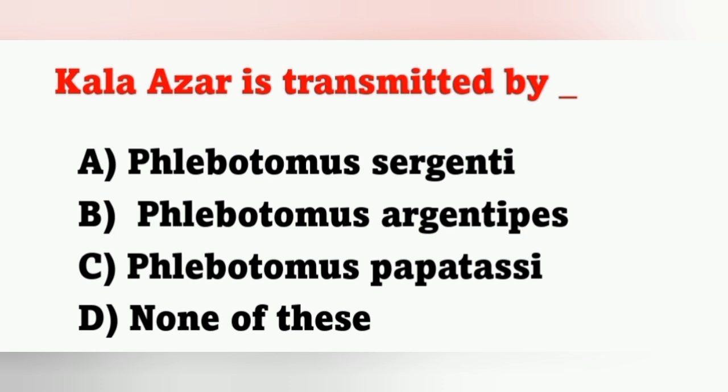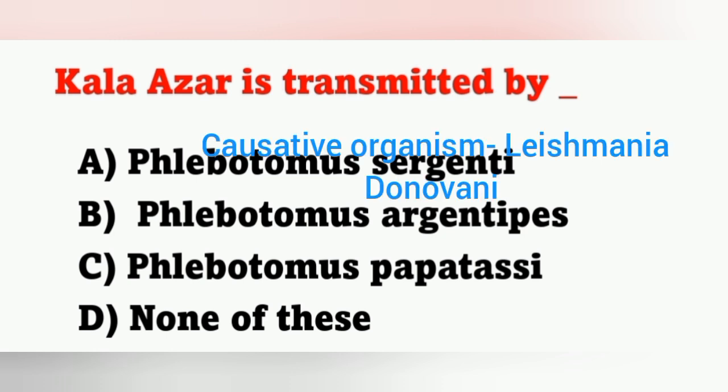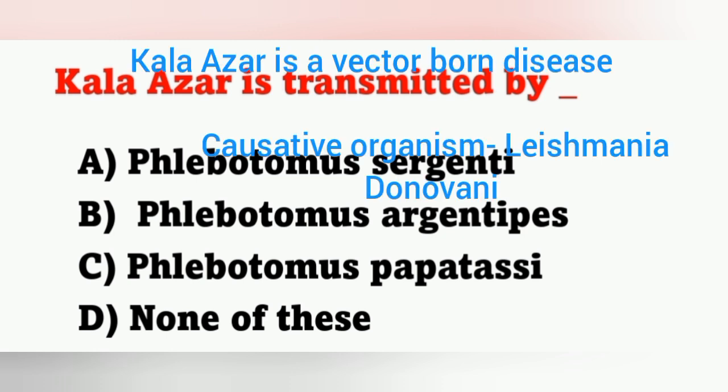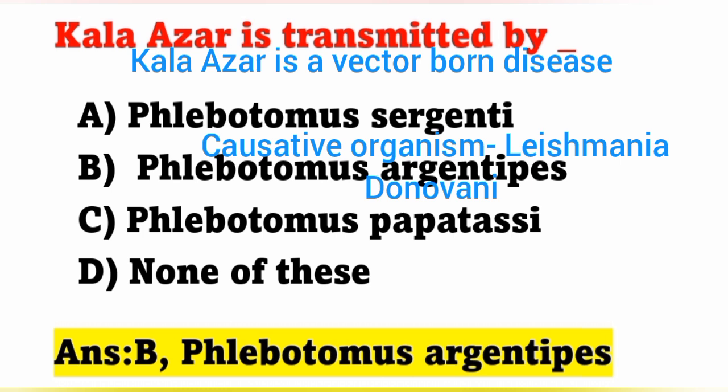The next question. Kala Azar is transmitted by? Option A Phlebotomus serginiti, option B Phlebotomus argentipes, option C Phlebotomus pepatacea, and option D none of these. Kala Azar is a vector-borne disease and its causative organism is Leishmania donovani, and it is transmitted by a sandfly species, Phlebotomus argentipes. Okay, here option B is the correct answer.